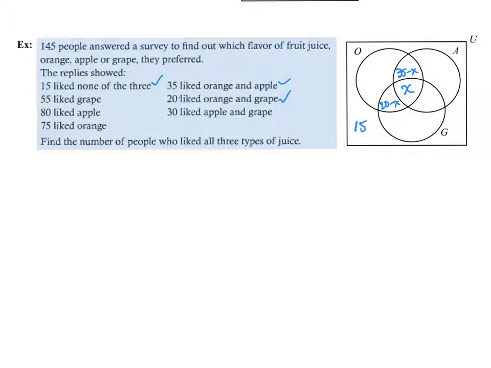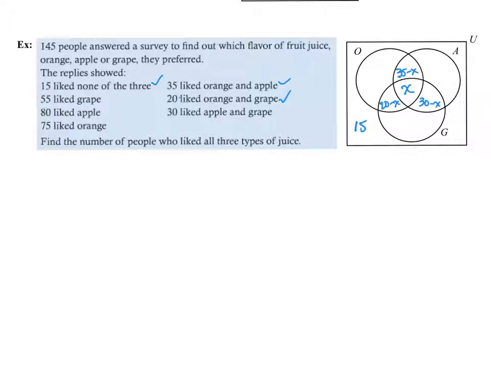All right, and then let's think about the 30 people that liked apple and grape. So here's our intersection of apple and grape. So let's take 30 and subtract the X that like all 3. So 30 minus X. Okay. So now we just have 3 regions that we need to label, okay? The people that like orange juice only, apple juice only, and grape juice only. So let's start with orange juice, all right?